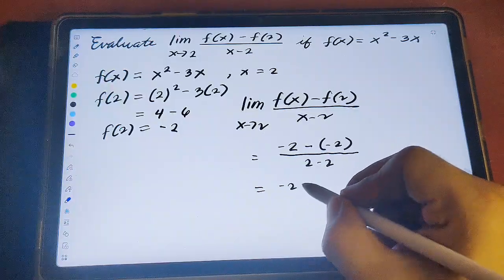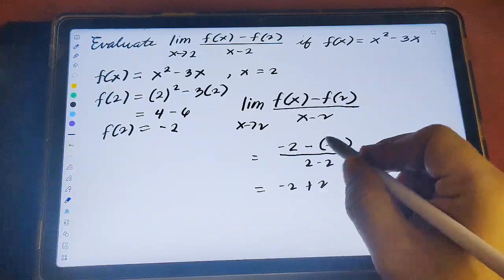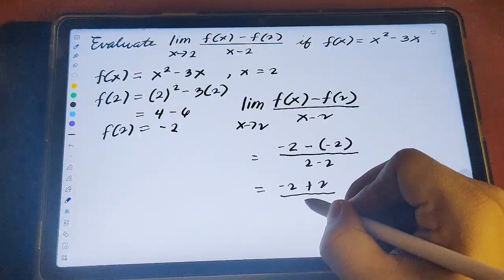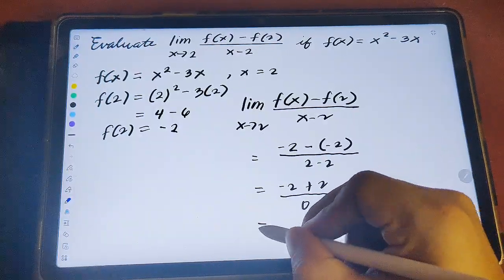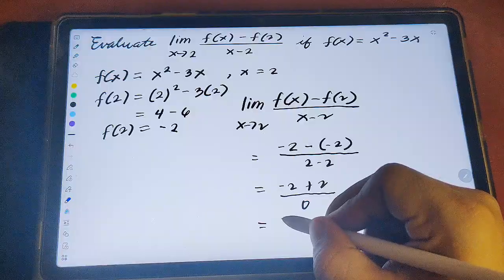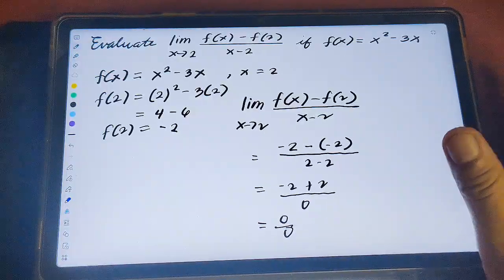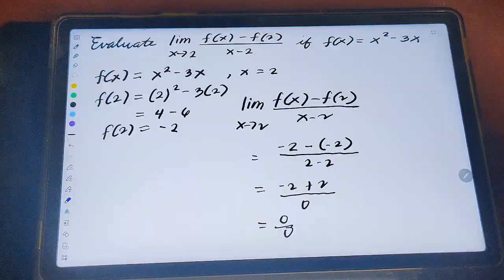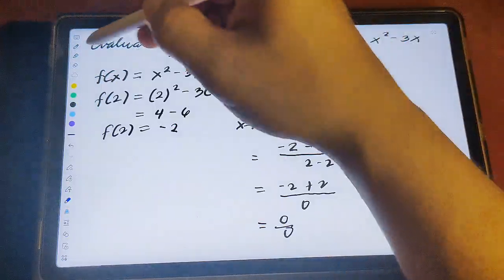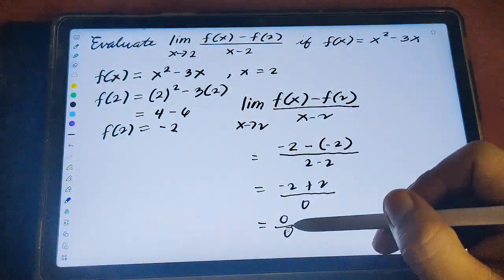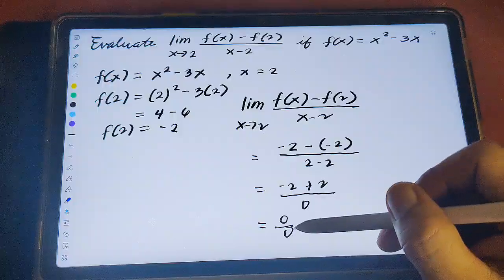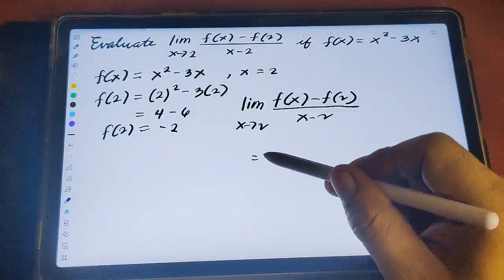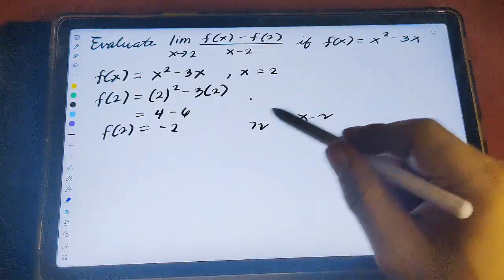And this is equal to what? This is negative 2 plus 2, right? Because negative times negative, positive. So this is 0. And we can clearly see that the numerator is also 0. So this is an indeterminate form. Now, we have to do something else. So in this case, direct substitution fails because we have an indeterminate form of limit.